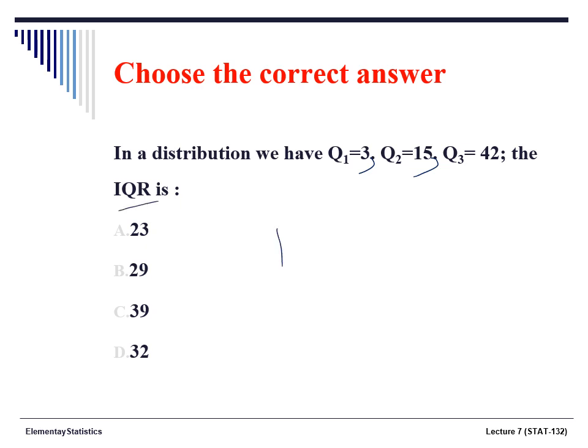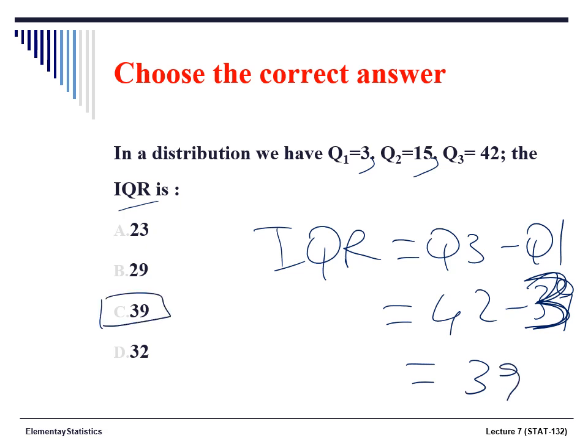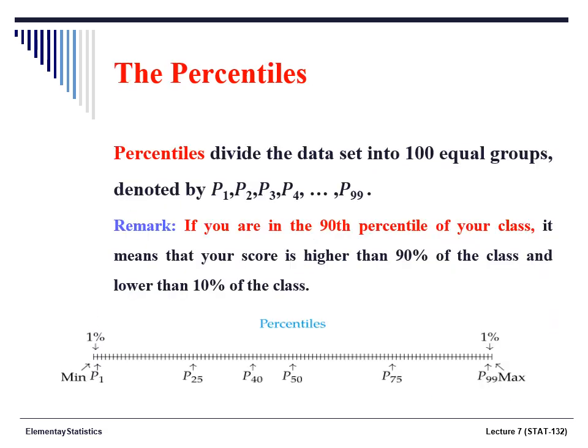What is IQR? Remember, IQR is Q3 minus Q1, so this will be equal to 42 minus 39, sorry, this is Q1, this is 3, so this has to be 39. Then this is the answer.